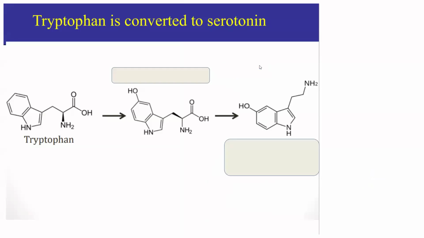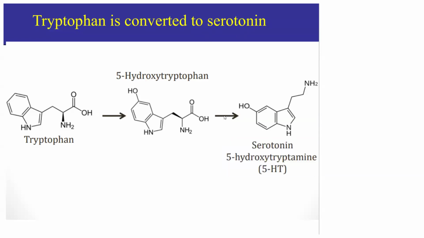Right. So now let's try to review everything we just mentioned about tryptophan. Tryptophan is converted to serotonin. And what is the intermediate that we get before serotonin? I'm just going to give you 5 seconds to think of the answer, and then I'm just going to reveal it. So tryptophan gives us 5-hydroxytryptophan, and then gives us 5-hydroxytryptamine, the other name for serotonin.